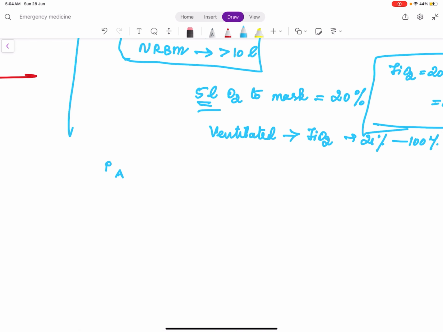Now we are talking about capital A, which is the alveolar gas concentration. Remember, alveolar carbon dioxide concentration is the same as arterial carbon dioxide concentration, which is 40 millimeters of mercury, or in range 35 to 45 millimeters of mercury. But when you are calculating alveolar oxygen concentration, it is not so simple as this. We have a formula for that. The alveolar oxygen concentration comes with the formula.